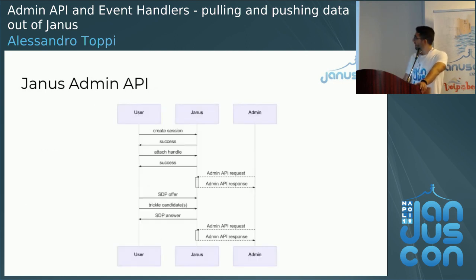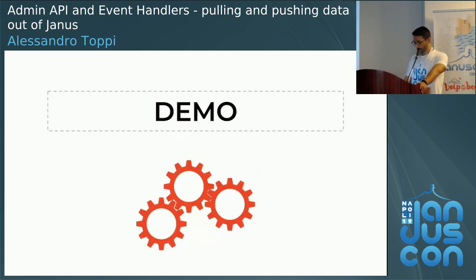This is a sequence diagram showing how you can interact with Janus through the admin API during the life cycle of a user handle. In this case, you can just poll the admin API to get information at different times of the handle life cycle. Now it is time to show you how we can enable the admin API.